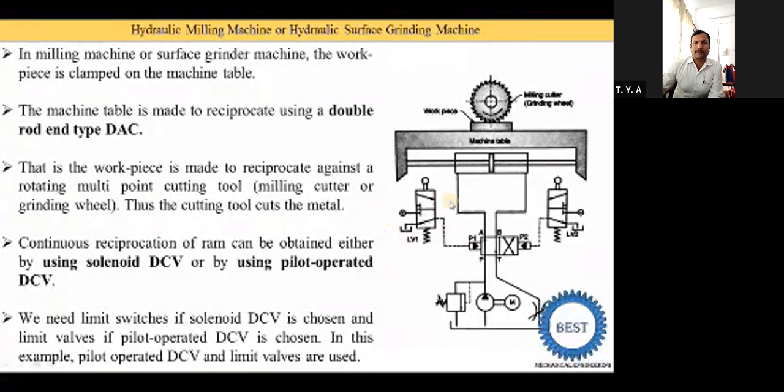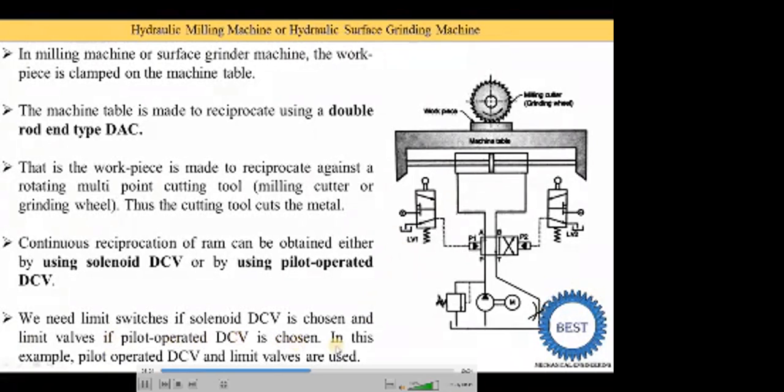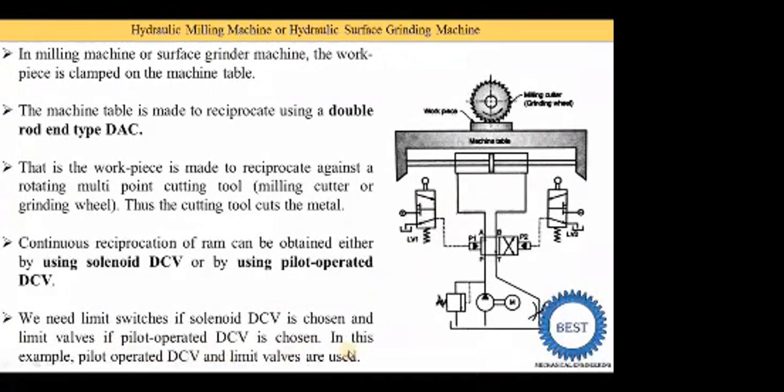Okay. Here is the limit valve. That is written here in the second line: limit valve if pilot operated DCV is chosen. In this example, pilot operated DCV and limit valves are used. You can also use the solenoid operated. So in an exam you can write any one. Either use the solenoid operated or pilot operated, both are correct systems.